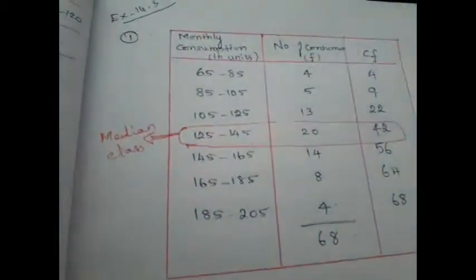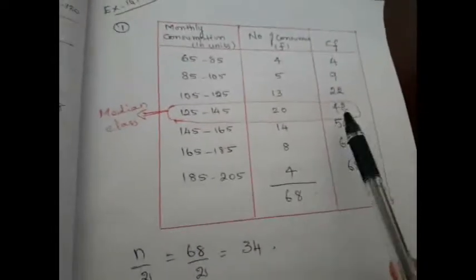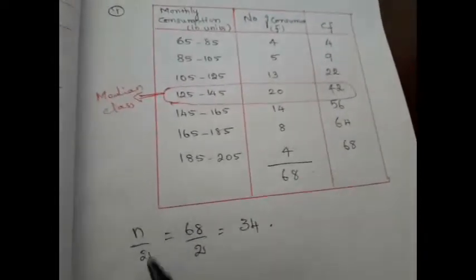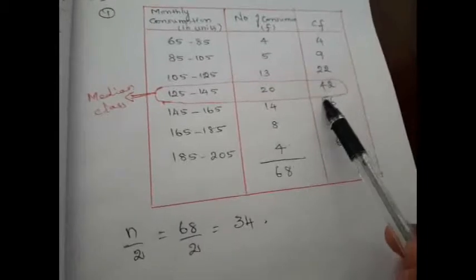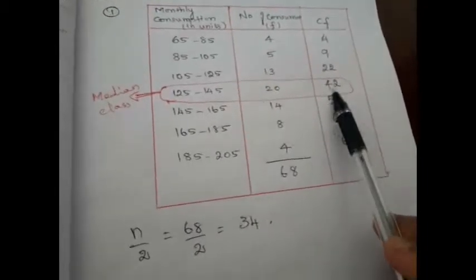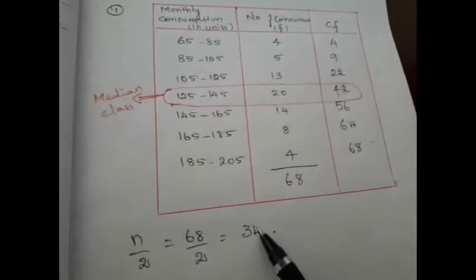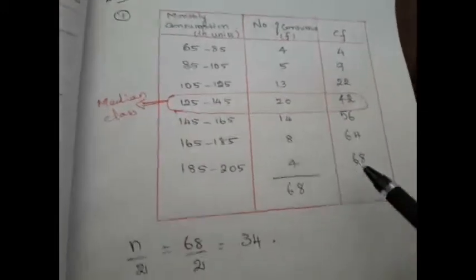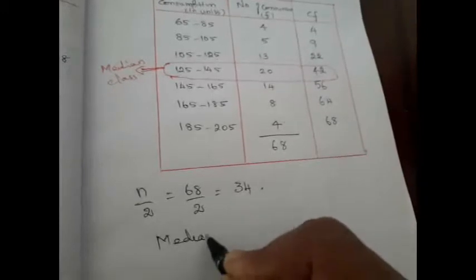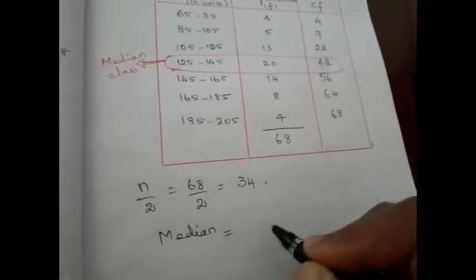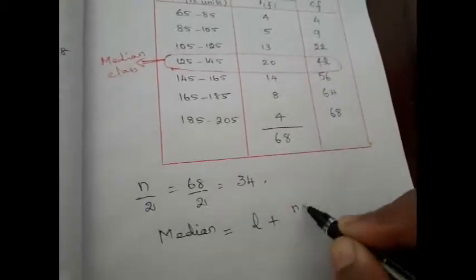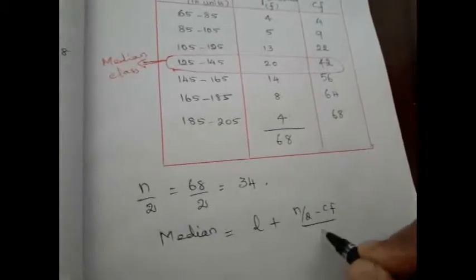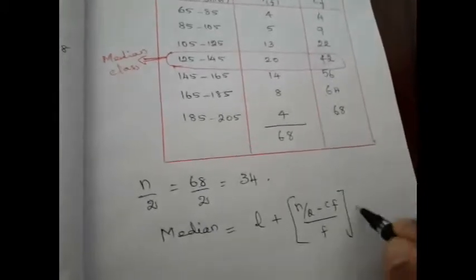So we have identified our median class. How to identify your median class? Find your n by 2 and the class CF, and the class which has a CF immediately greater than n by 2 is your median class. Right? Now let us write the formula for median. What is the formula for median? L plus n by 2 minus CF divided by F into H.